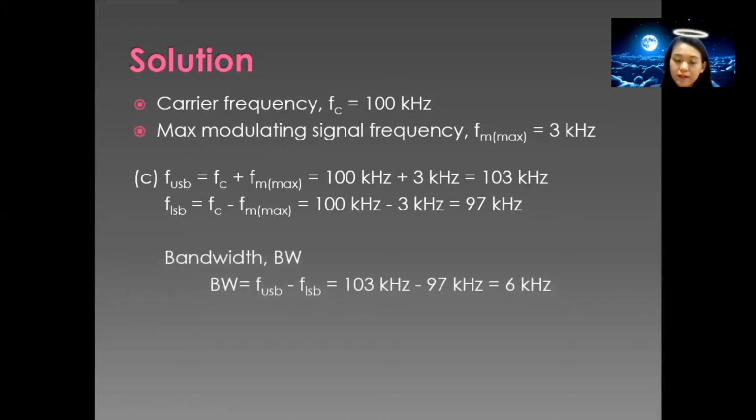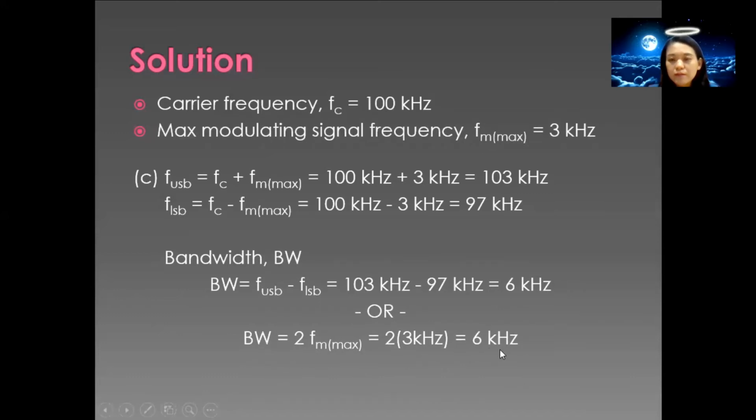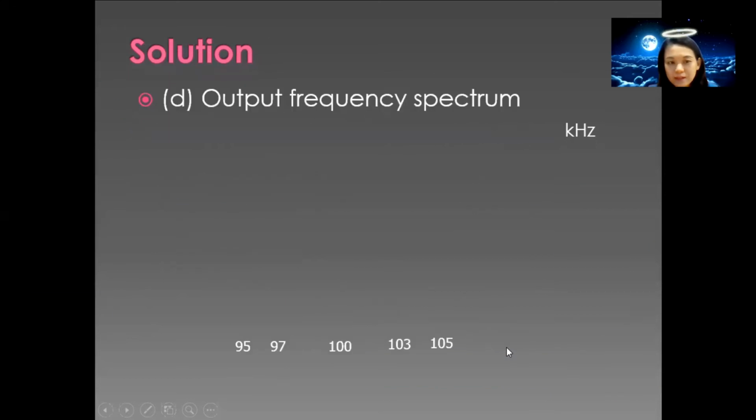For the bandwidth, we can find it through upper sideband frequency minus lower sideband frequency, which is 103 kHz minus 97 kHz, we get 6 kHz. Or we can use another method, equals 2 multiplied by Fm maximum, which is 2 times 3 kHz, we will get 6 kHz. Okay, then now we want to draw our output frequency spectrum.